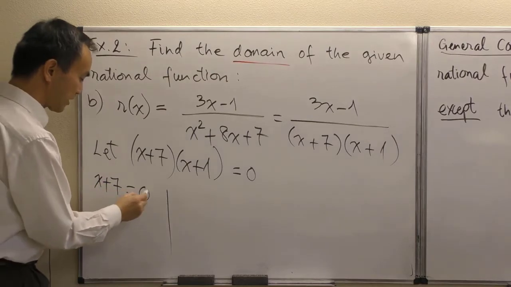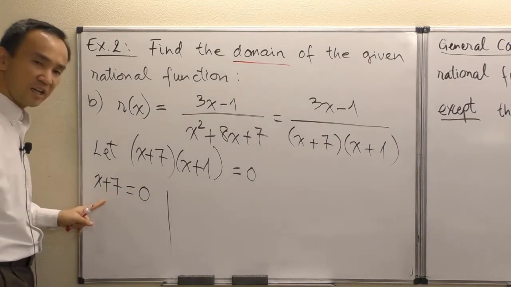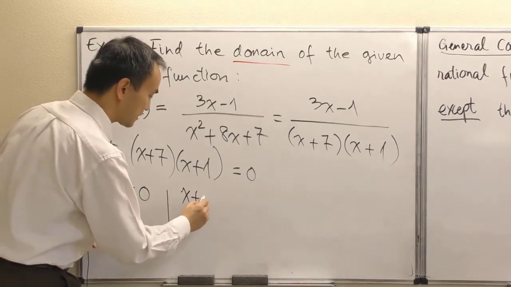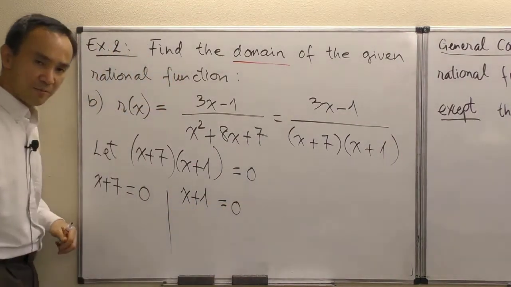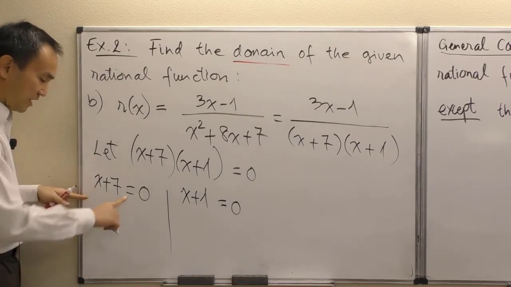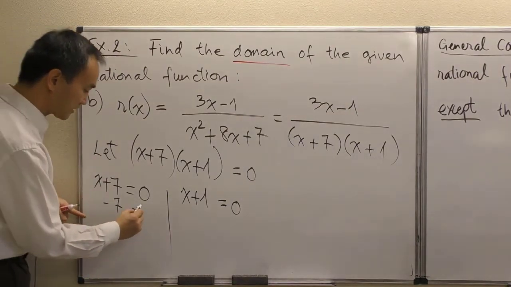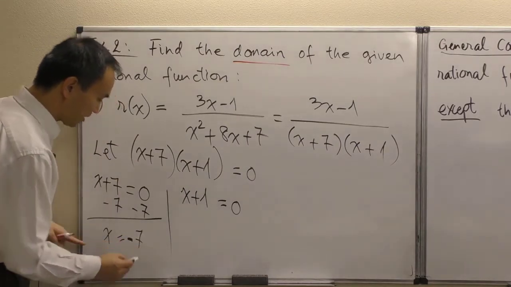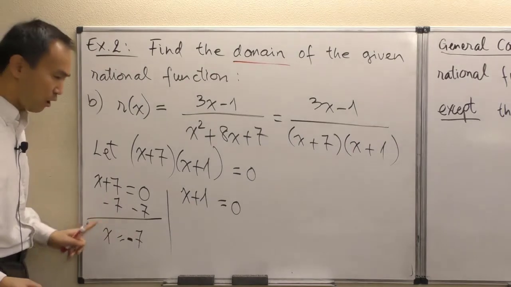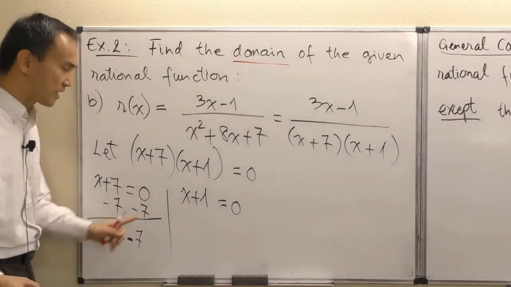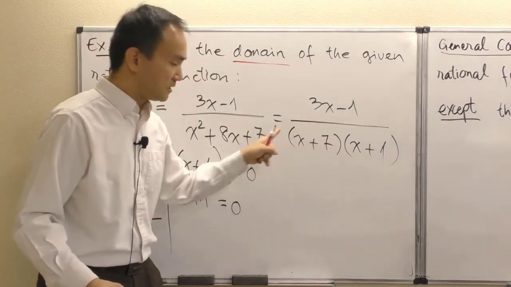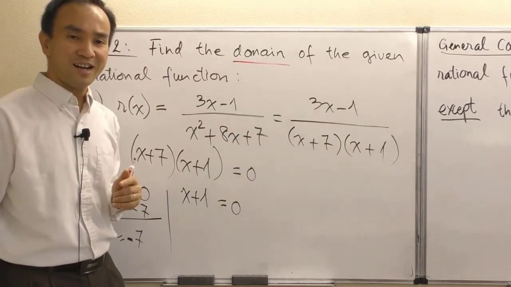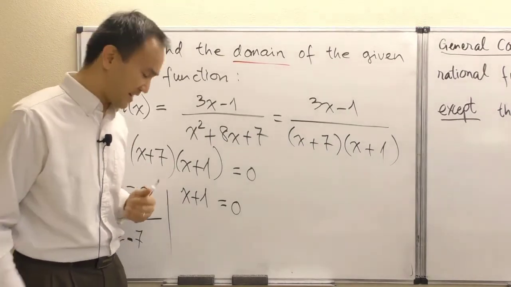x plus 7 equals 0, separately produced here. And this one will be responsible for some zero. I will also have another separate equation, x plus 1 equals 0. All right, so x plus 7 equals 0. Solving for this, by subtracting 7 from both sides, I'm going to end up with x equals negative 7. And this x equals negative 7 is called one of the zeros of my denominator polynomial. So we have found one zero, one bad guy.